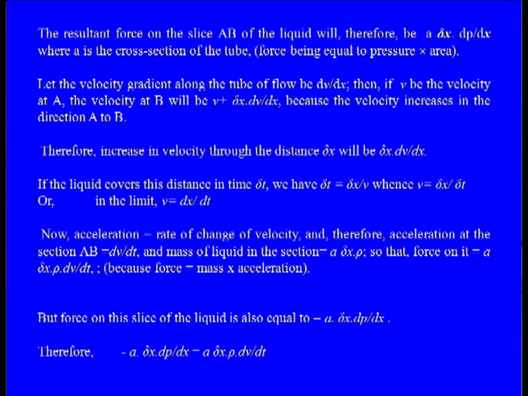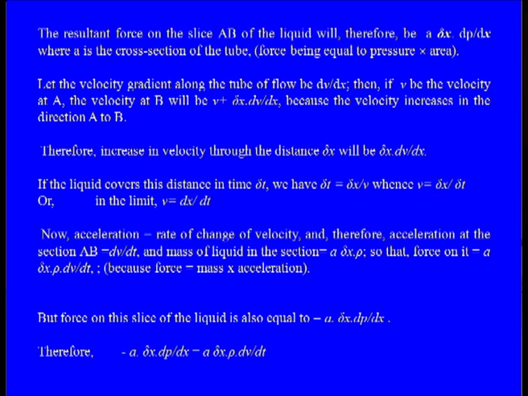So, the resultant force on the slice AB of the liquid will therefore be A times del x into del p by del x, because del x into del p by del x is the excess pressure, and force will be pressure into area. So, that is the reason for A times del x into dp by dx, where A is the cross section of the tube.